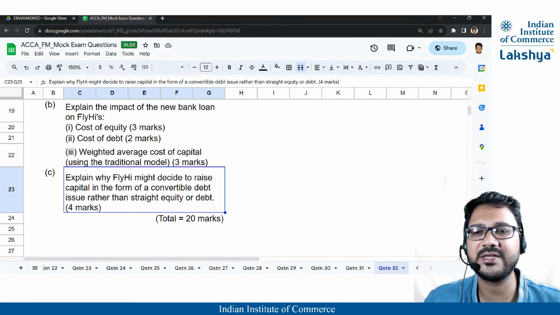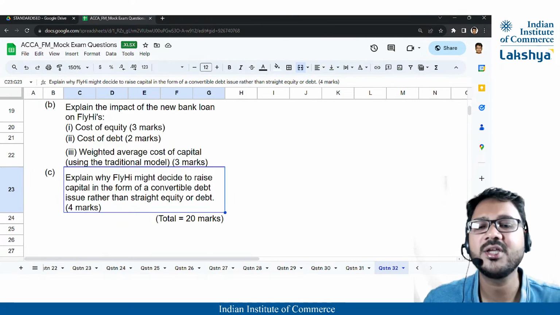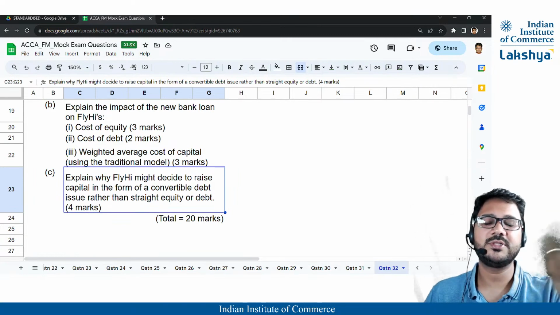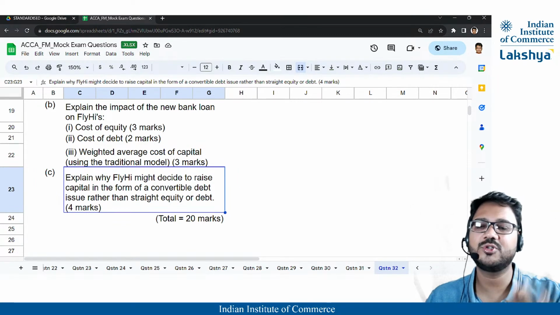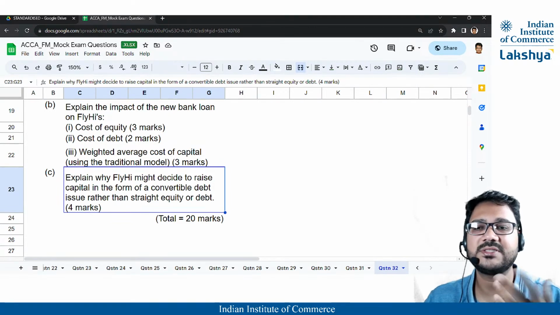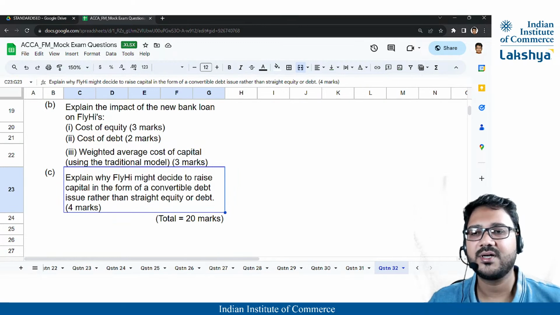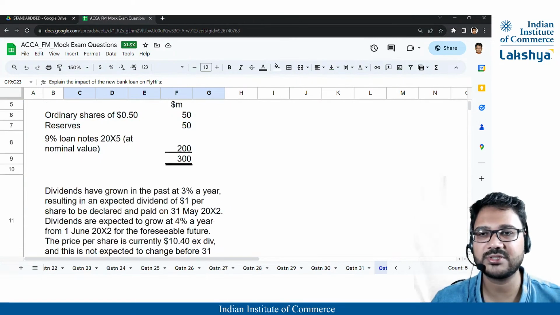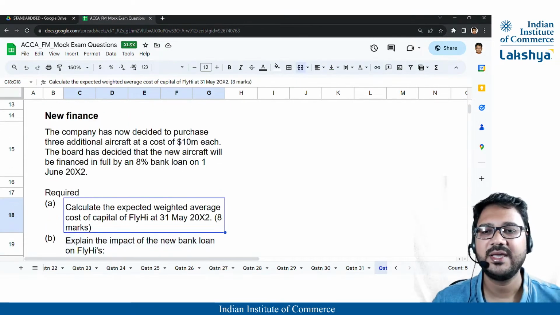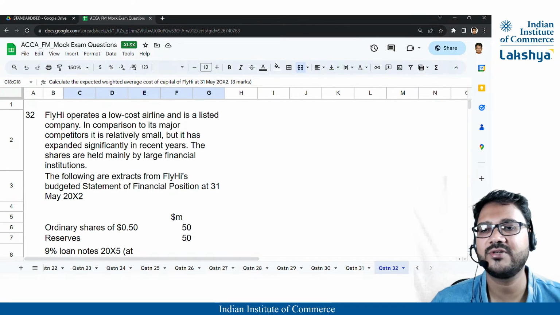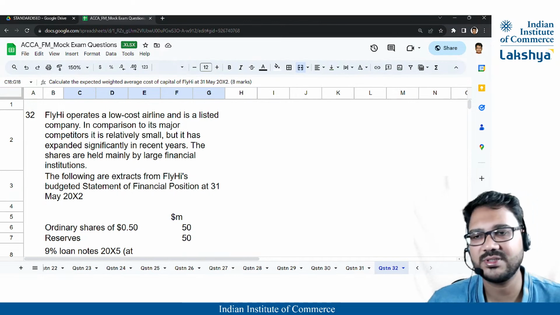Explain why Fly High might decide to raise capital in the form of convertible debt rather than straight equity or debt. Possibly, debt will be cheaper and would lead to lower WACC, and therefore you would go for that. Also, why is debt cheaper? Because the tax shield is enjoyed, plus it's a fixed cost. So I think B and C are majorly theory with some reference to the case. And here we have to calculate cost of capital, WACC. Individually calculate cost of equity, so it seems like an easy question.